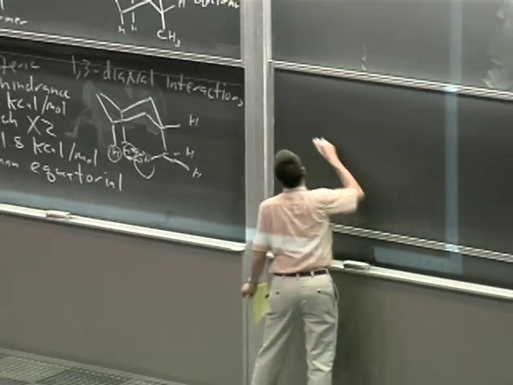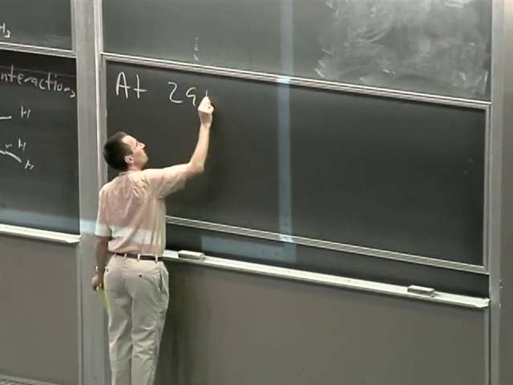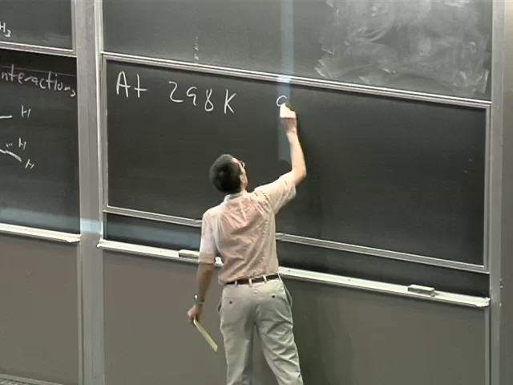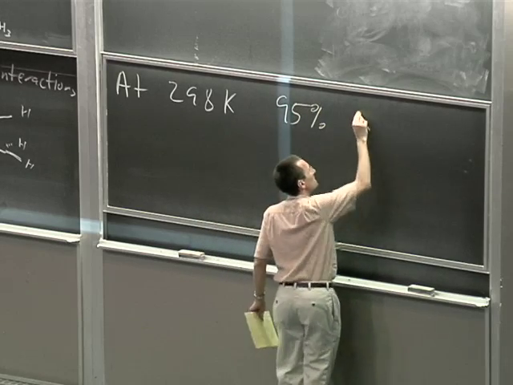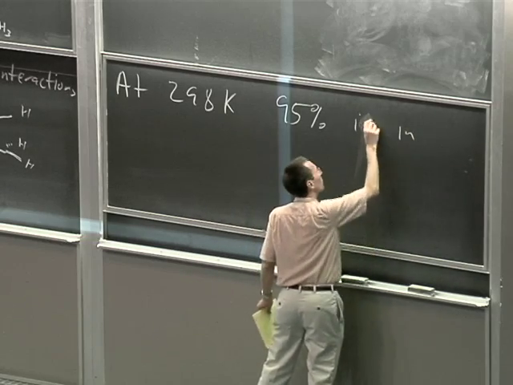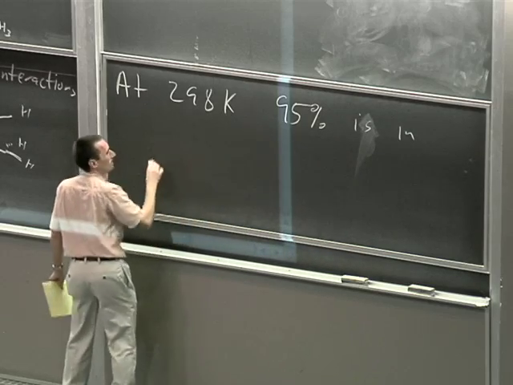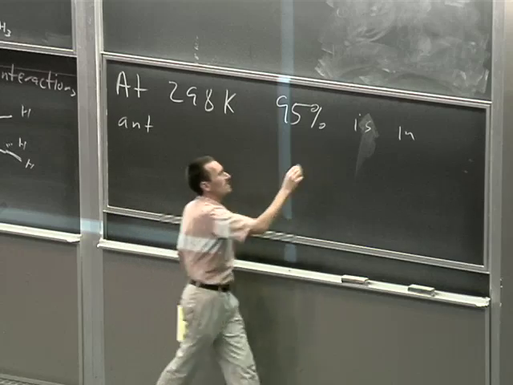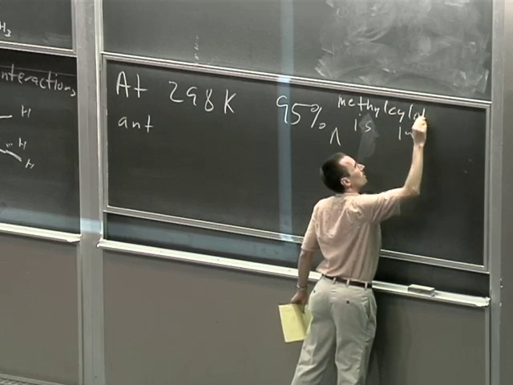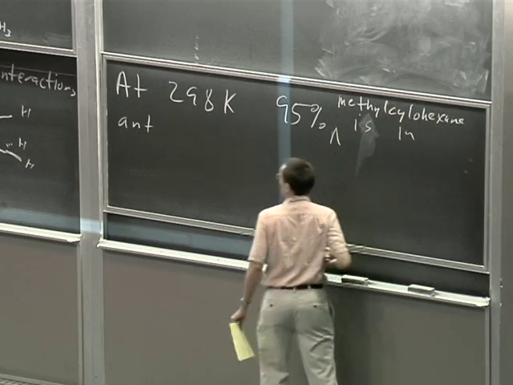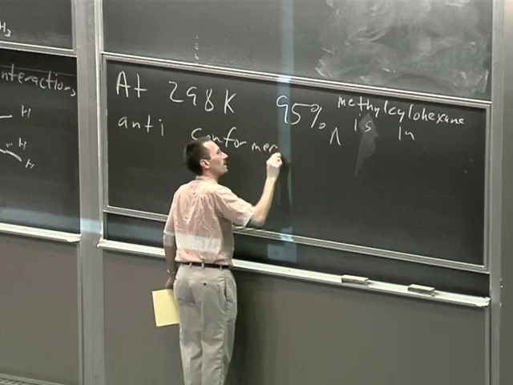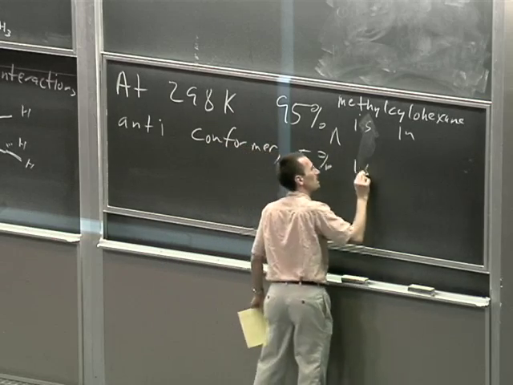What that means is at room temperature, at 298 Kelvin, if you have methylcyclohexane, 95% is in the anti-conformer. Say 95% methylcyclohexane, meaning the methylcyclohexane molecule. And 5% is in the gauche conformer.